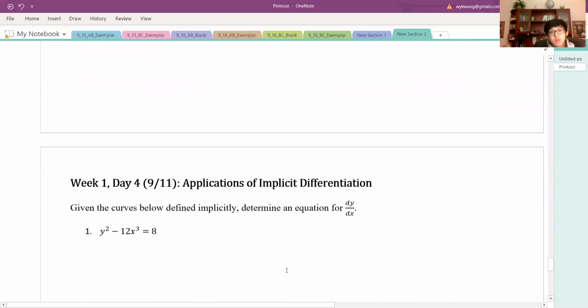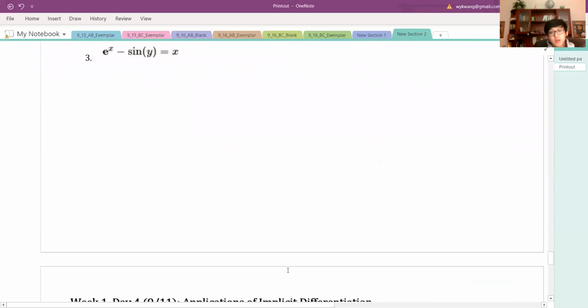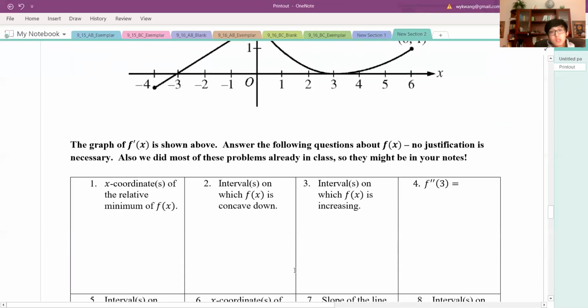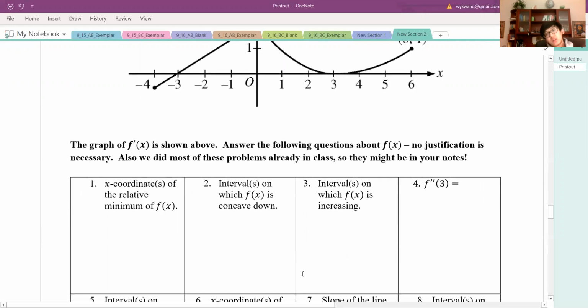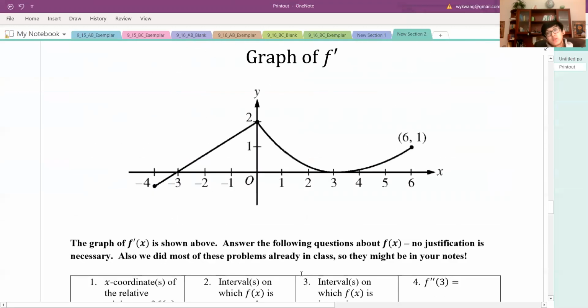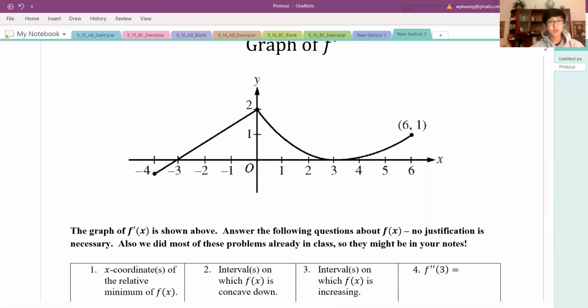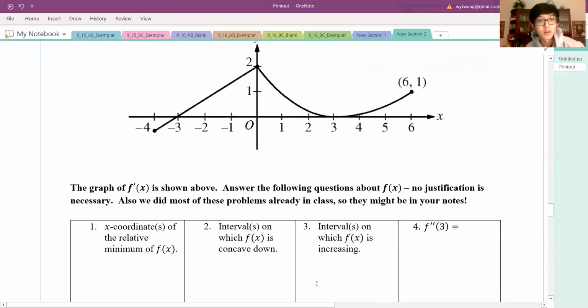What else do we have to do? Oh boy, okay. I don't know how I would. Okay, I'm going to try to do some of these and just adjust them. So let's do for number one, instead of x-coordinates of a relative minimum, we're going to do x-coordinates of a relative maximum.